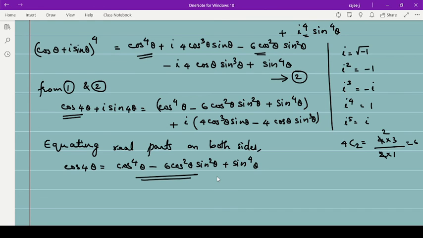Now sometimes it will be asked to express cos 4 theta only in terms of cos theta. In that case, what do you have to do? Replace sin square theta with 1 minus cos square theta, and here again 1 minus cos square theta the whole square. Then you simplify that and you will get it only in terms of cos theta. So now this is cos 4 theta in terms of sines and cosines.